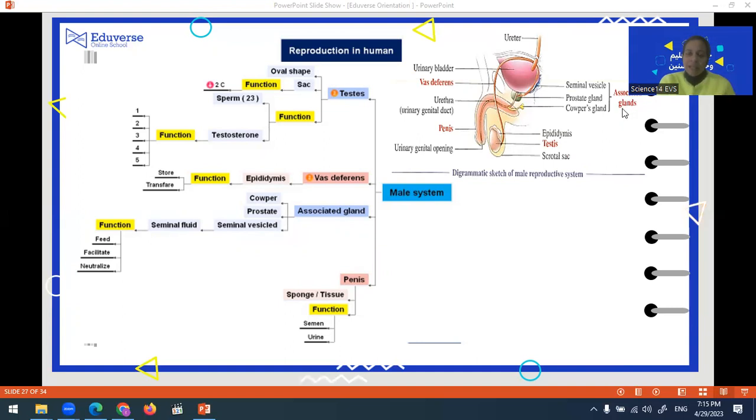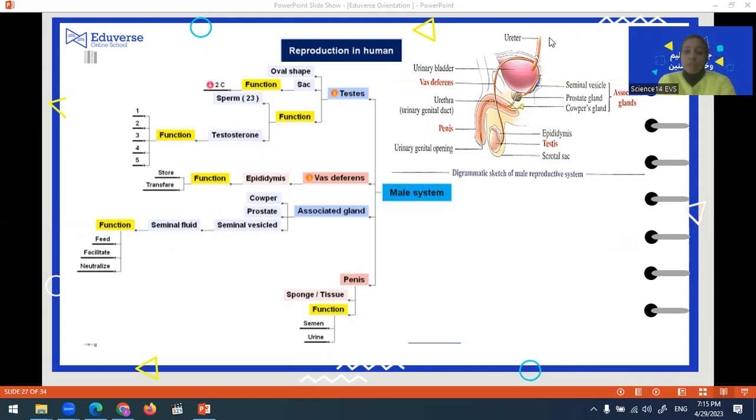It's the glands. Any glands must secrete a hormone or must secrete something. So we have three, which are going to help a lot in the male system. So what are the names of these associated glands? We have the seminal vesicle, we have the prostate gland, and we have the Cowper's glands. We have two Cowper's glands also. Right, this is the third part. What about the fourth main part, which is called the penis? It's called the penis. Right.